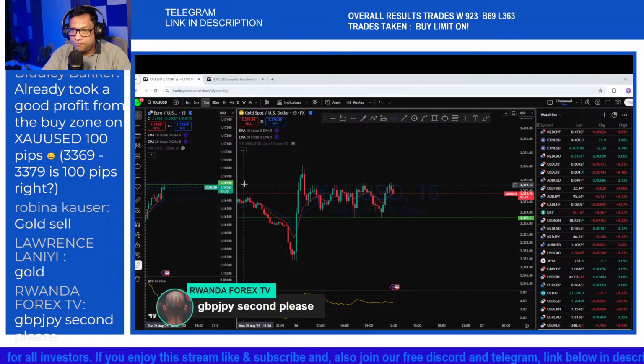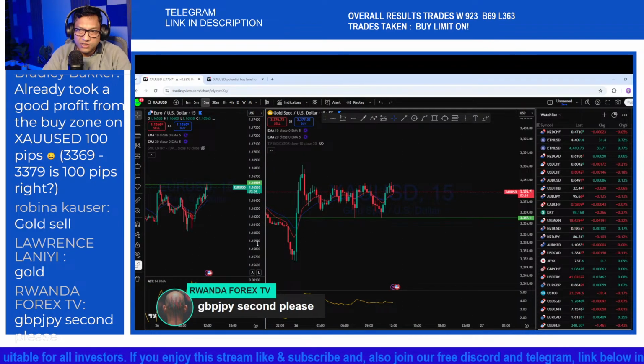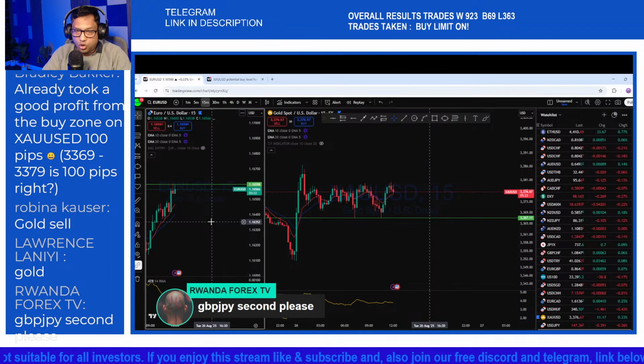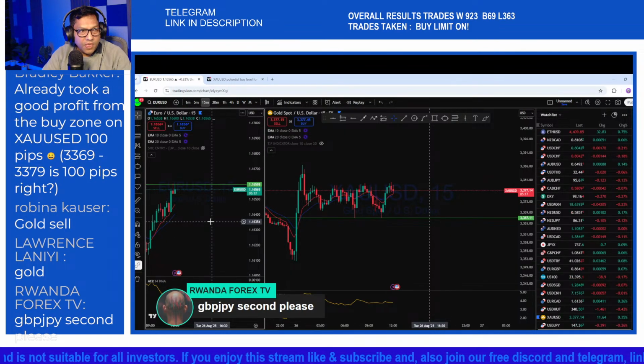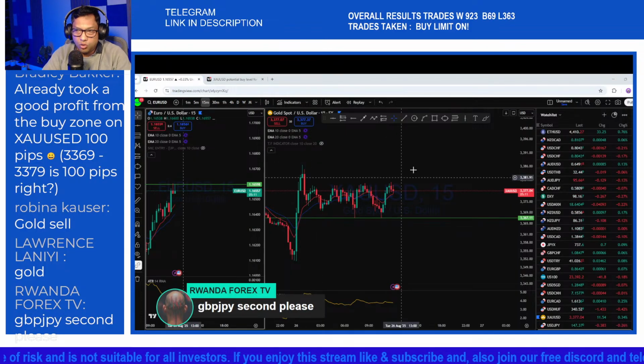GBPJPY second. Yep. Okay, so we will be keeping one currency pair in focus, either euro dollar or GBPJPY. I would like to see who is more on euro dollar or GBPJPY besides gold.